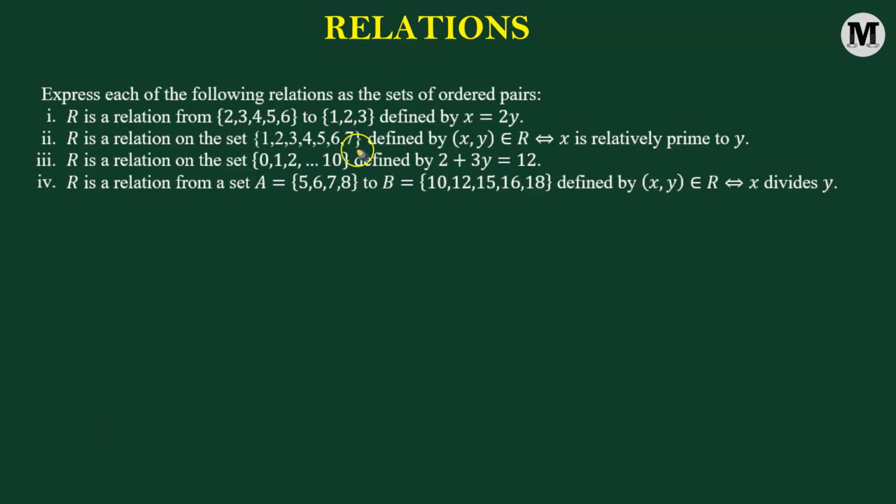So here we need to express each of the following relations as a set of ordered pairs. Okay, let's begin with our first problem. Problem number 1. R is a relation going from one set to another, and it's defined by the relation x equals 2y.